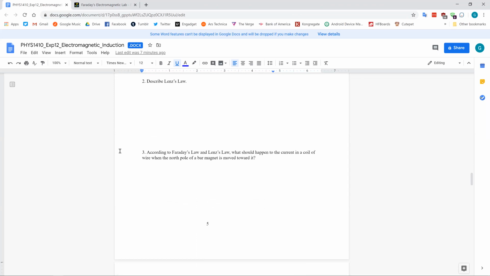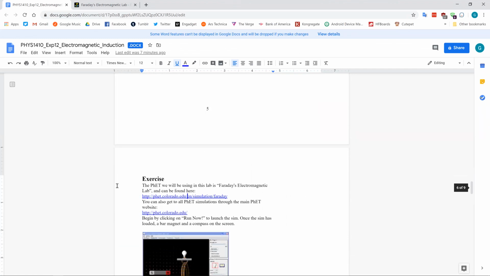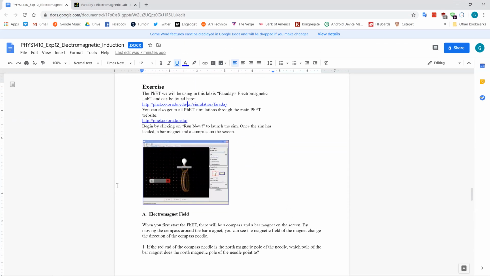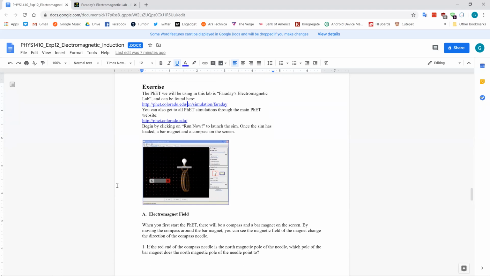And then the third question is kind of just going over what I just described, answering that question: what happens to the current in a coil of wire when a north pole of a magnet moves toward it? So the actual simulation is very qualitative. We're not worrying so much about numbers today so much as behaviors.